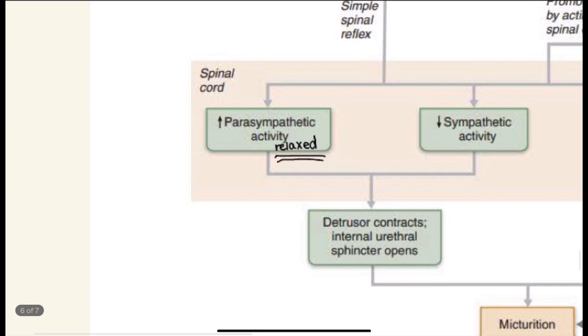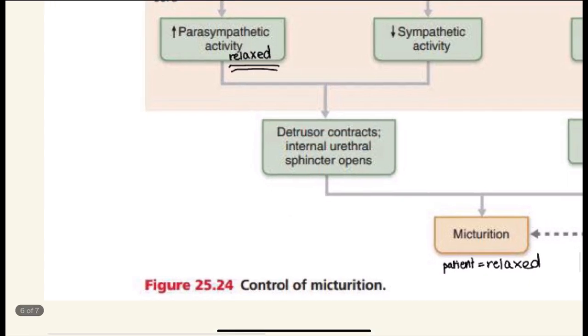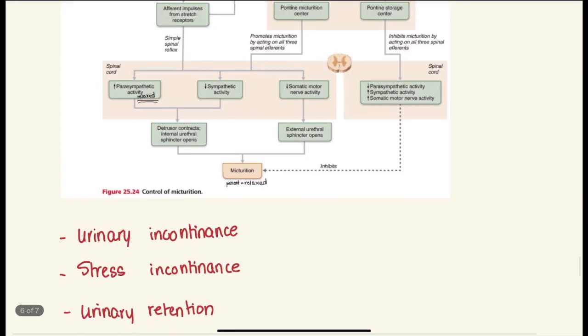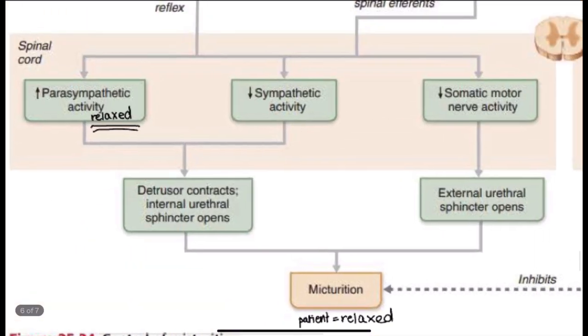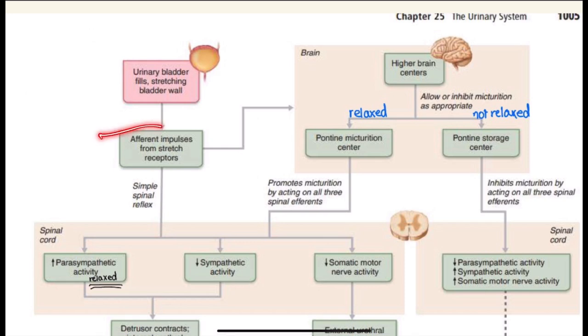Okay, so when you increase the parasympathetic activity, the detrusor muscle is going to contract, which will open whom? The internal urethral sphincter. And this is the first step of urination, which is the opening of the internal urethral sphincter. Okay, then let's look at what we have. So these afferent impulses can also affect over here.